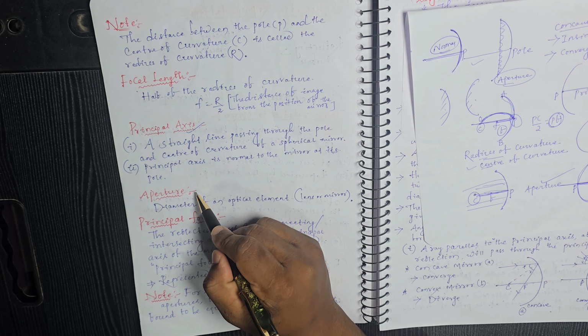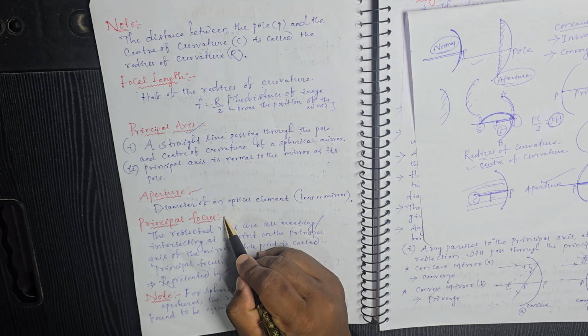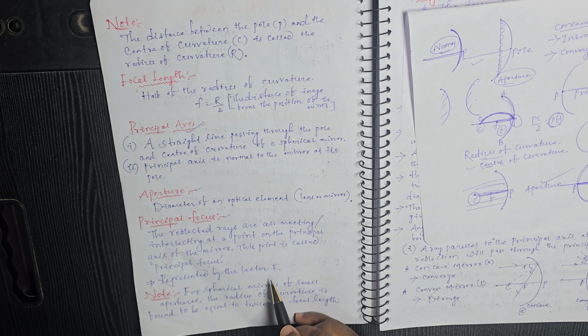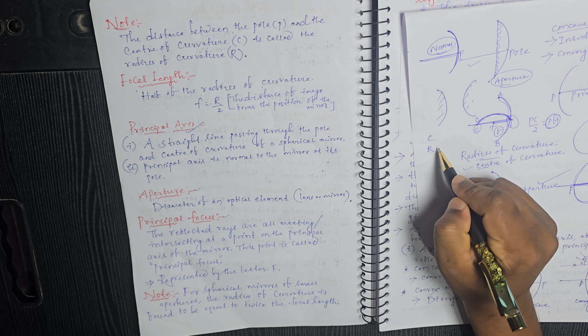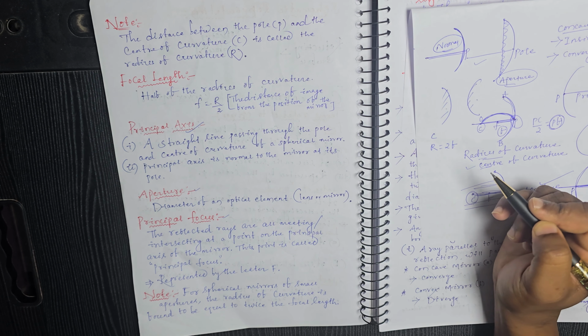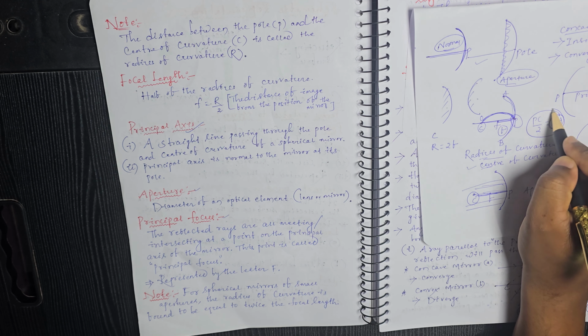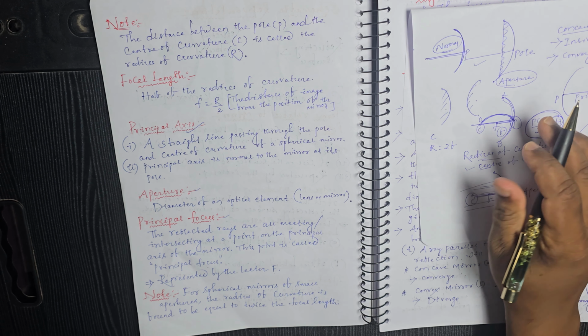Now coming to aperture, already completed. Principal focus also already completed, denoted by the letter F. This is also done. Now for a spherical mirror of small aperture, the radius of curvature is found to be equal to twice the focal length. Usually according to your syllabus, it has been written that the radius of curvature is actually 2 times the focus, which I have already explained in this particular segment. I hope this is clear.